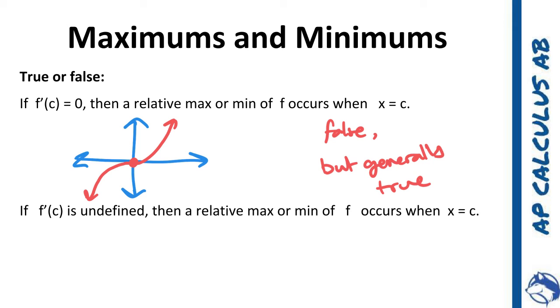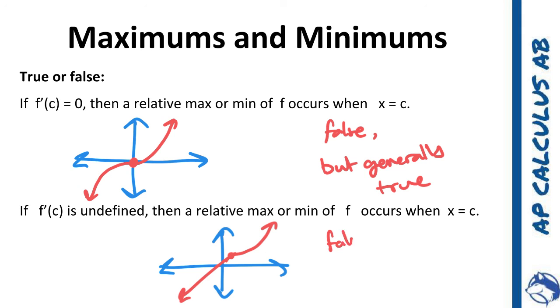If f of c is undefined, then a relative max or min of f occurs when x equals c. So once again, we could have something like this, where f prime of c is not defined, where I could come right up to this point and then do a curve right up to here. And that's not really a relative max or min if that's drawn like that. So this one is also false, but generally true.